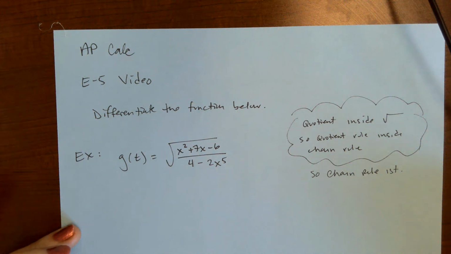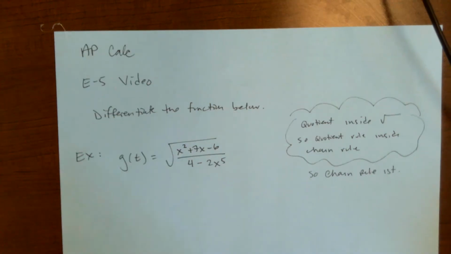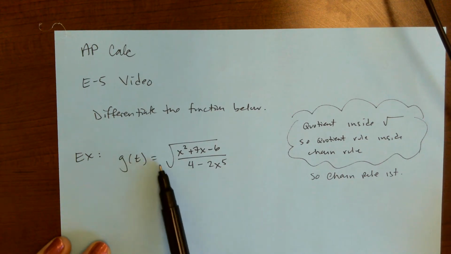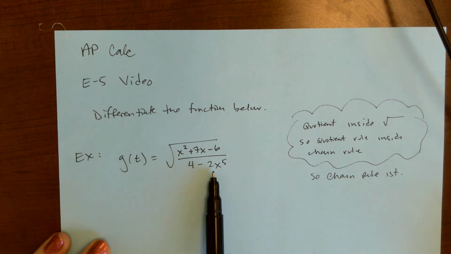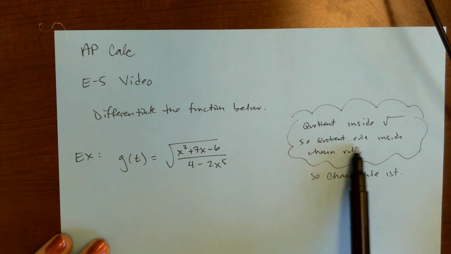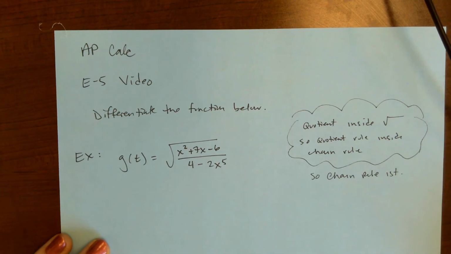Okay, so here's E5. I'm just going to do one example. We're going to differentiate the function below, which means to take its derivative. If you look at this function, you've got this radical, and inside of it is a quotient. So we've got a quotient inside of a radical, so that means we're going to have to use the quotient rule inside of the chain rule.